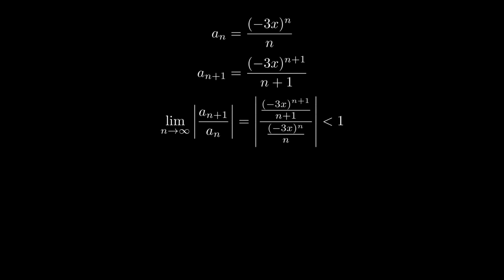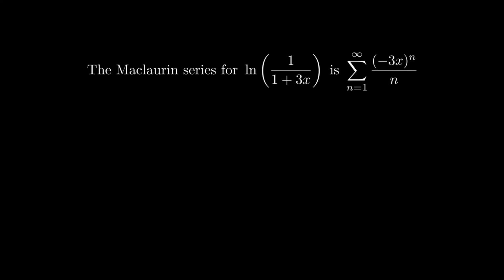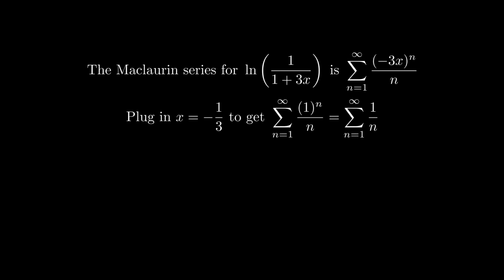So if I evaluate the limit, I get the absolute value of 3x, and that's less than 1, which means -1 over 3 is less than x, which is less than 1 over 3. And now our endpoints are -1 over 3 and 1 over 3. So let's substitute -1 over 3 into our Maclaurin series for the natural log of 1 over 1 plus 3x. And doing so gives us 1 to the power of n over n.